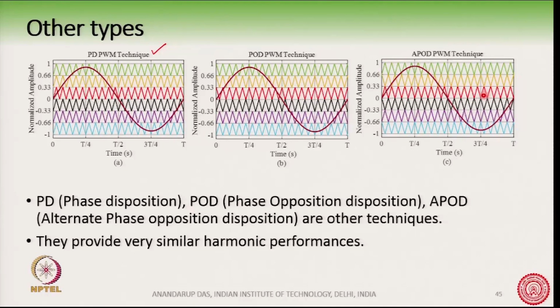So, these two carriers, alternate carriers, are 180 degree shifted like this. There are some more techniques also, and all these techniques have very similar harmonic performances, but there will be some minor changes in the ripples because of these different techniques, and sometimes they are useful, but we will stick to the phase disposition PWM, level shifted PWM in this course.